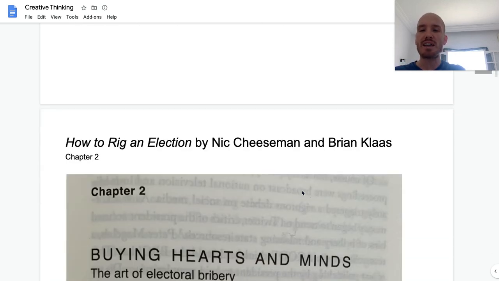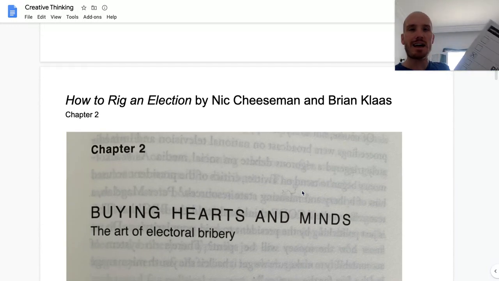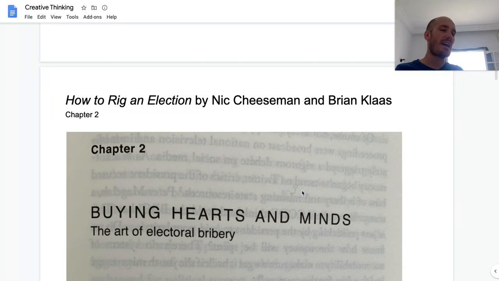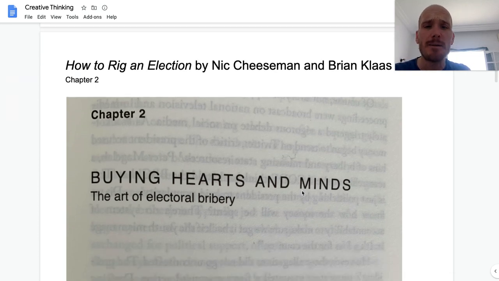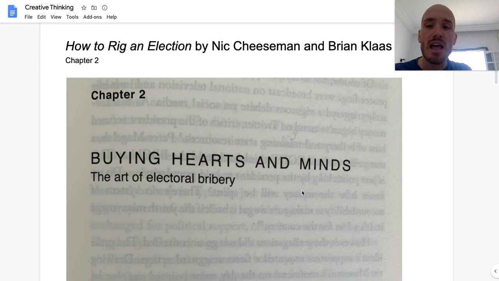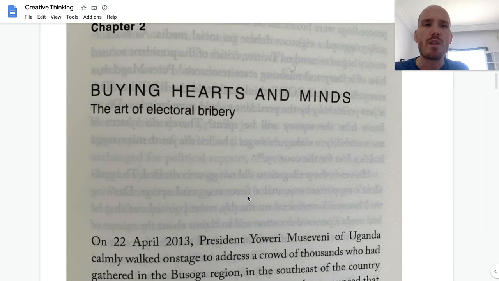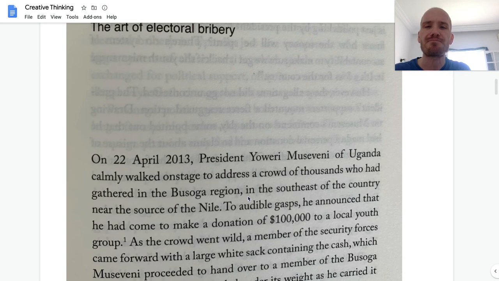So the first book that we will look at is here, How to Rig an Election. A very exciting work of political intrigue by a couple of academics. And we're going to jump directly to chapter 2. So they're writing about politics, obviously, as you can tell from the title. And you can see the title of the chapter, Buying Hearts and Minds, The Art of Electoral Bribery. How does the chapter begin? Because that's your question, right? How do you begin your chapter?